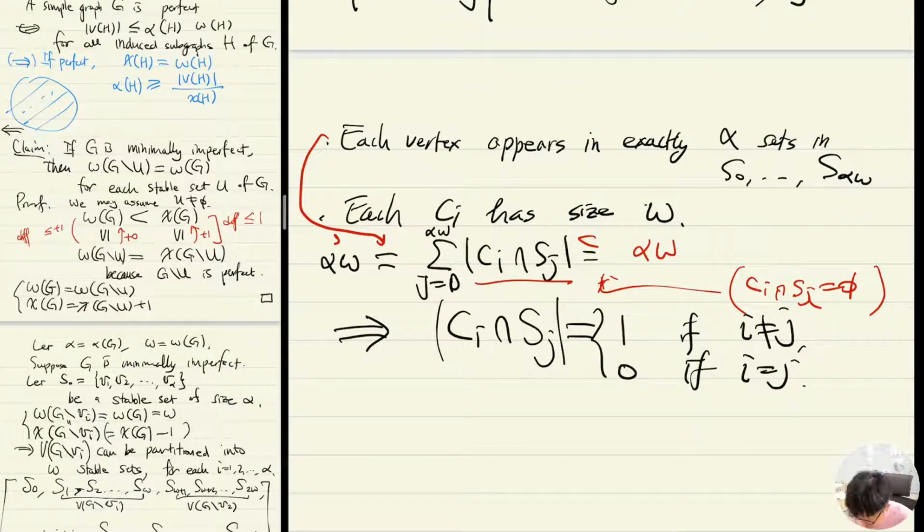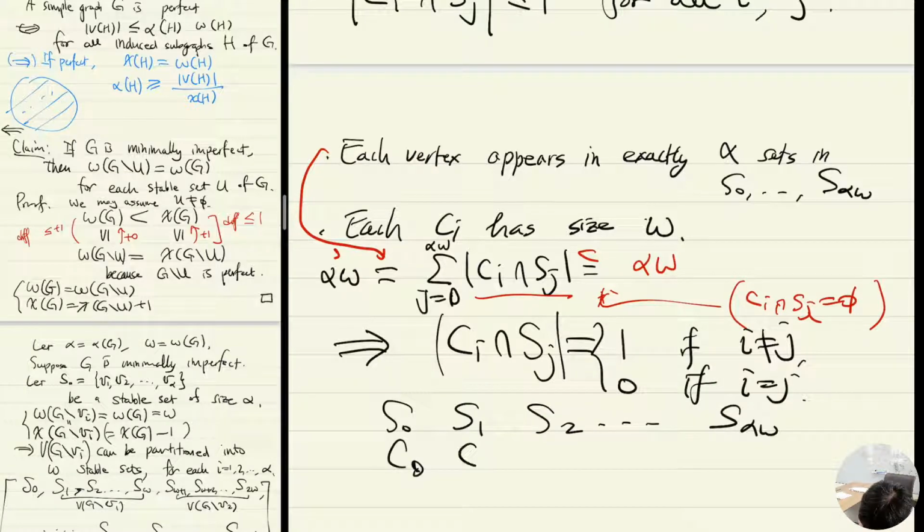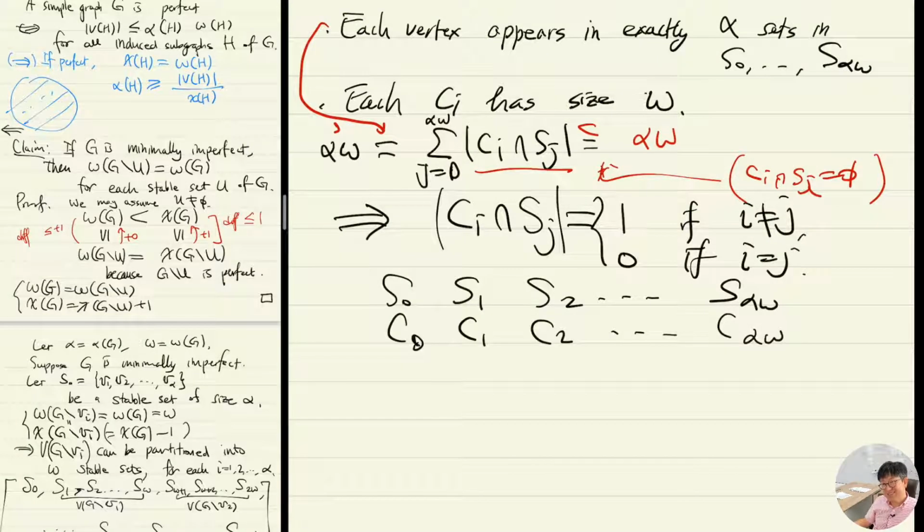So we have a set S0, S1, S2, up to S alpha omega, and C0, C1, C2, up to C alpha omega. We have stable sets and we have cliques. Now we're going to use linear algebra to finish the proof. It's a cute proof where you can use basic linear algebra to prove something in graph theory. Alright, so how are we gonna make it?